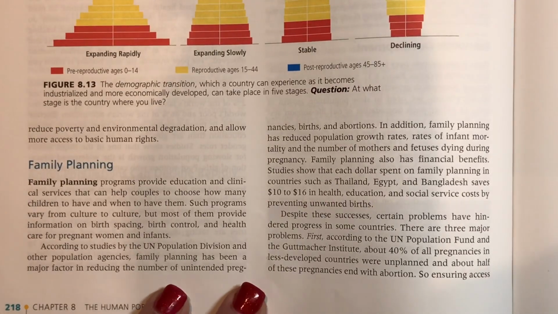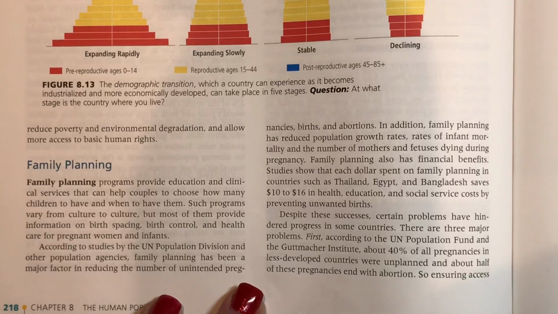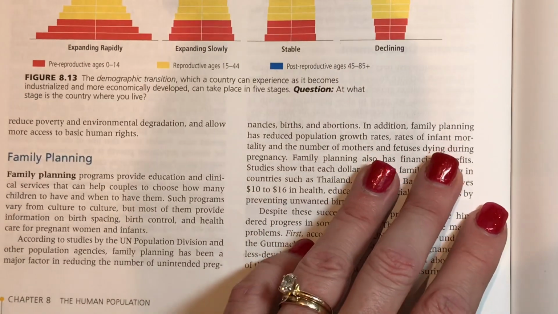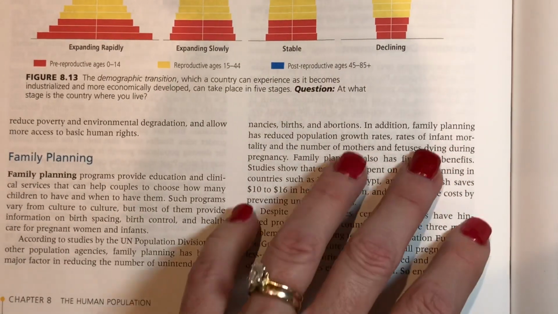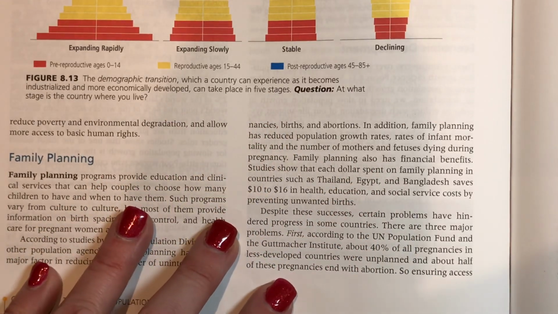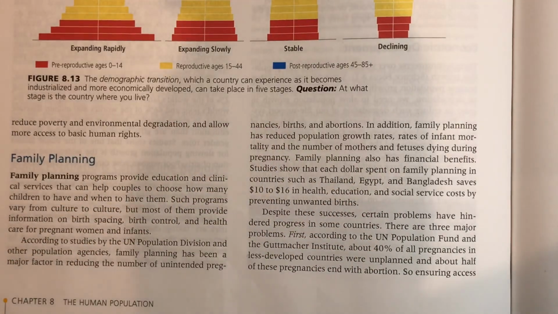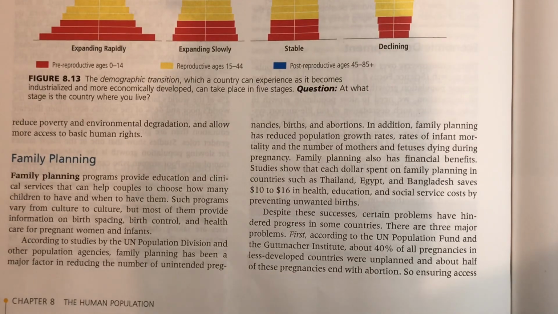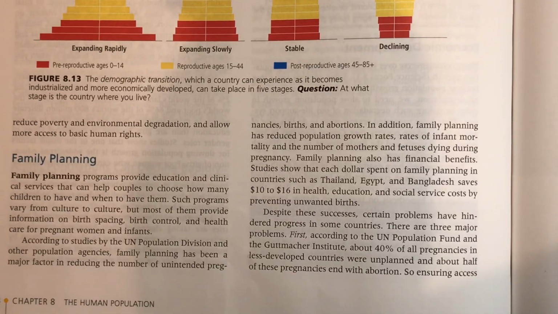It's not just birth control and condoms. And adequate family planning does reduce population growth rates for sure. Some of the biggest problems are, of course, religious values.